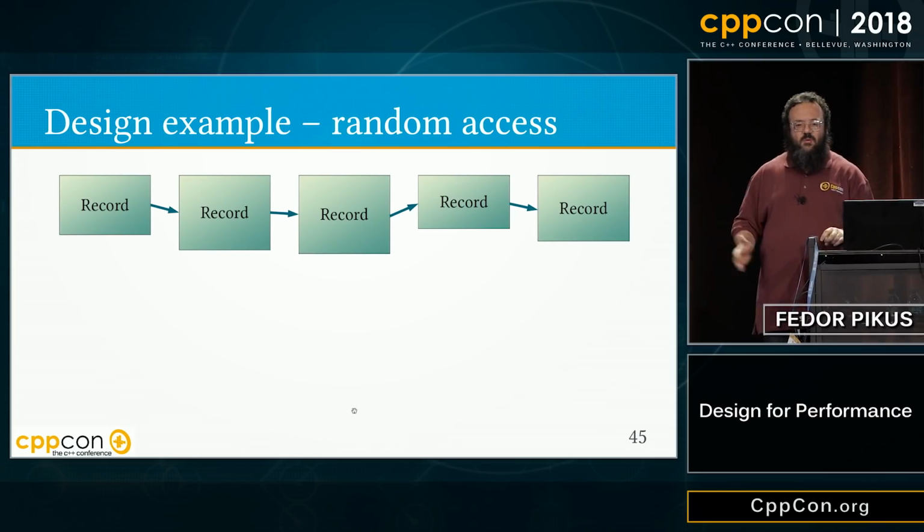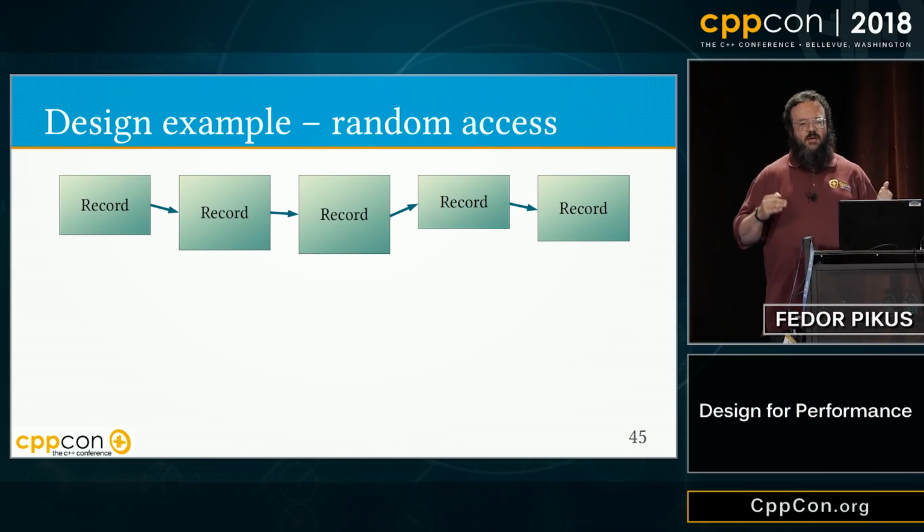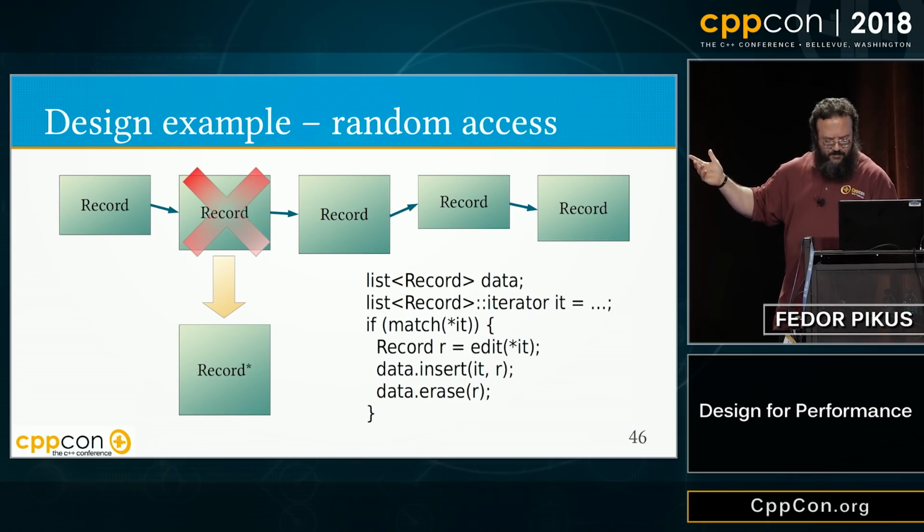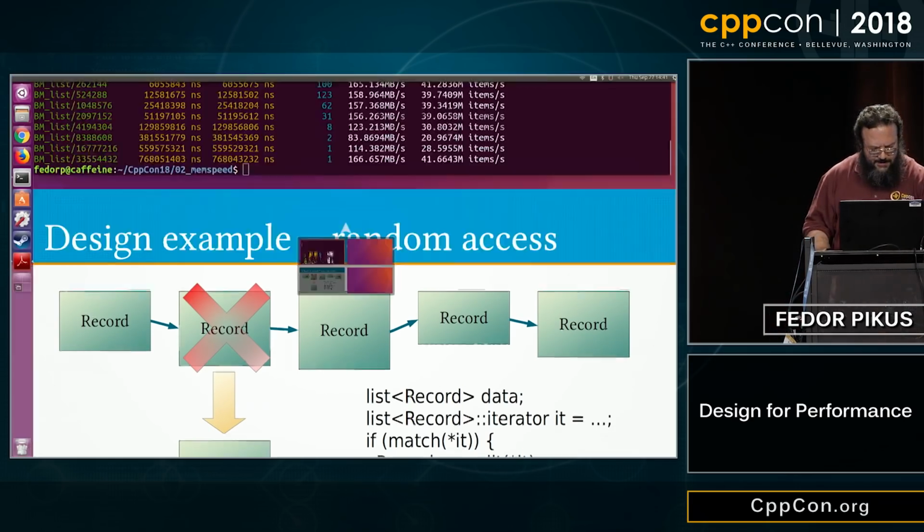The most straightforward way to design this is I want to have my records organized in a data structure that allows insertions in the middle of the sequence. List, maybe tree. Then what I'm going to do is take any record that I want to edit, apply the edit, delete the old one, insert the new one where it was. That just calls for a std list. Let's see.